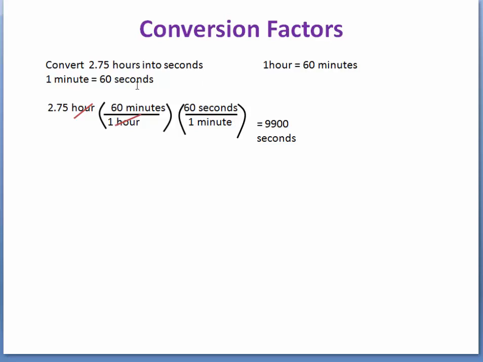So which way round should this conversion unit be? It should be 60 seconds over 1 minute. So then we can cancel this minute with this unit, and essentially we'll be left with 2.75 times 60 times 60 seconds, which gives us our answer in seconds. So the units have disappeared here, here, here and here. We're left with 2.75 times 60 times 60 seconds, 9,900 seconds.